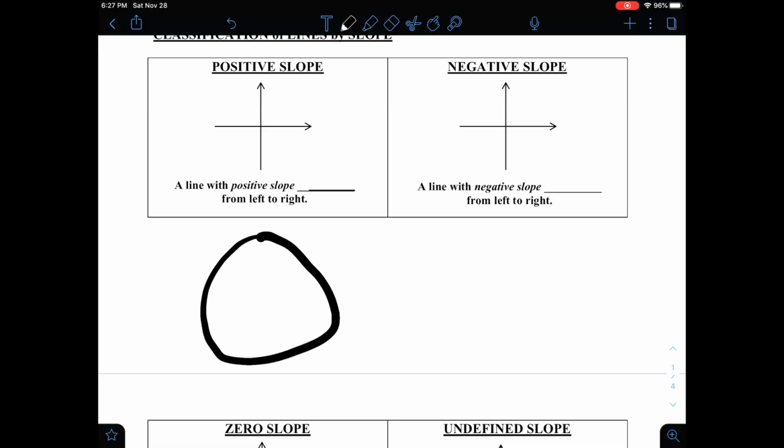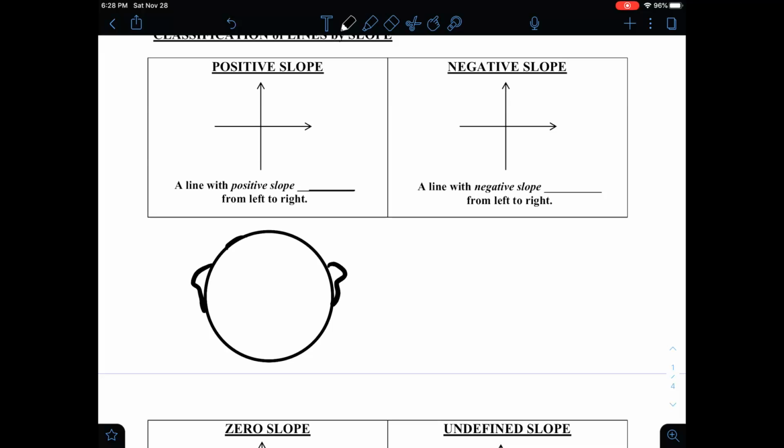So draw a circle first. Move it up here a little bit. So we'll draw some ears. This is just a guy's face, so we're drawing. It's going to help us remember slope. We'll draw some hair. All right, so we have a face. So what we're going to do, this is called slope dude.